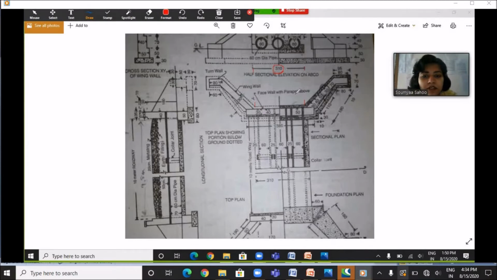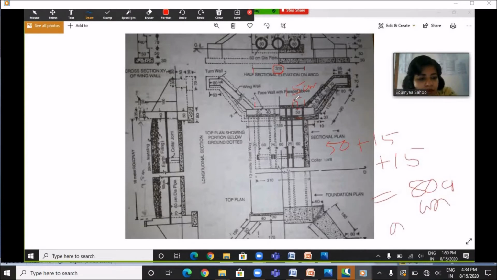Then, what is its breadth? Its breadth from this point to this point is 50 centimeter, and the offset on either side is of 15 centimeter. This is 15 centimeter. So if we add 50 plus 15 plus 15, we are going to get 80 centimeter or 0.8 meter.